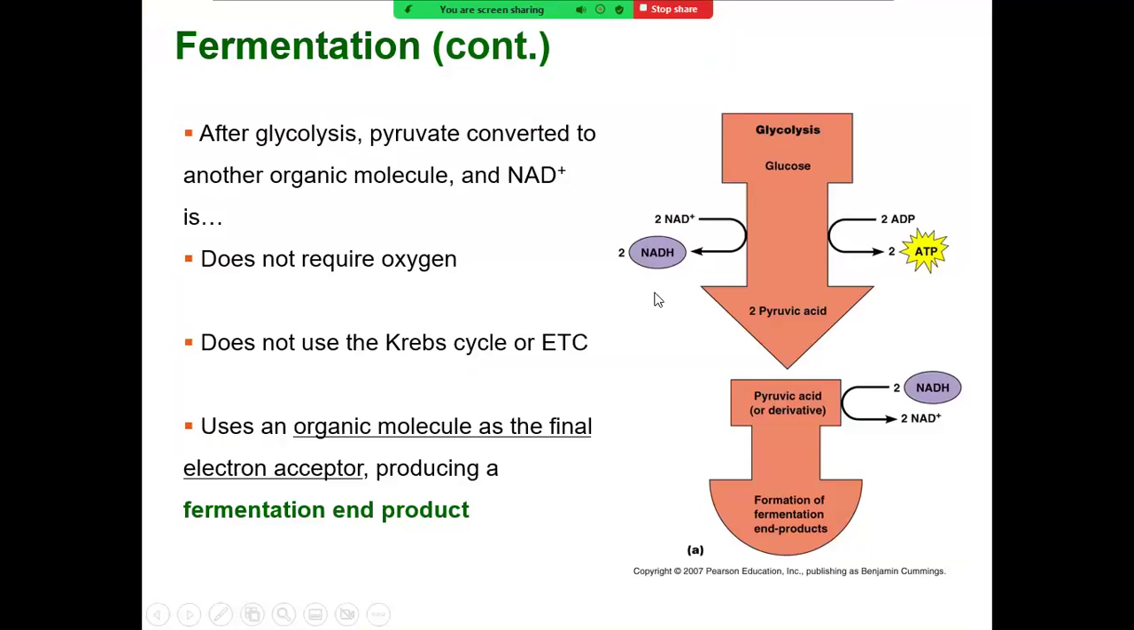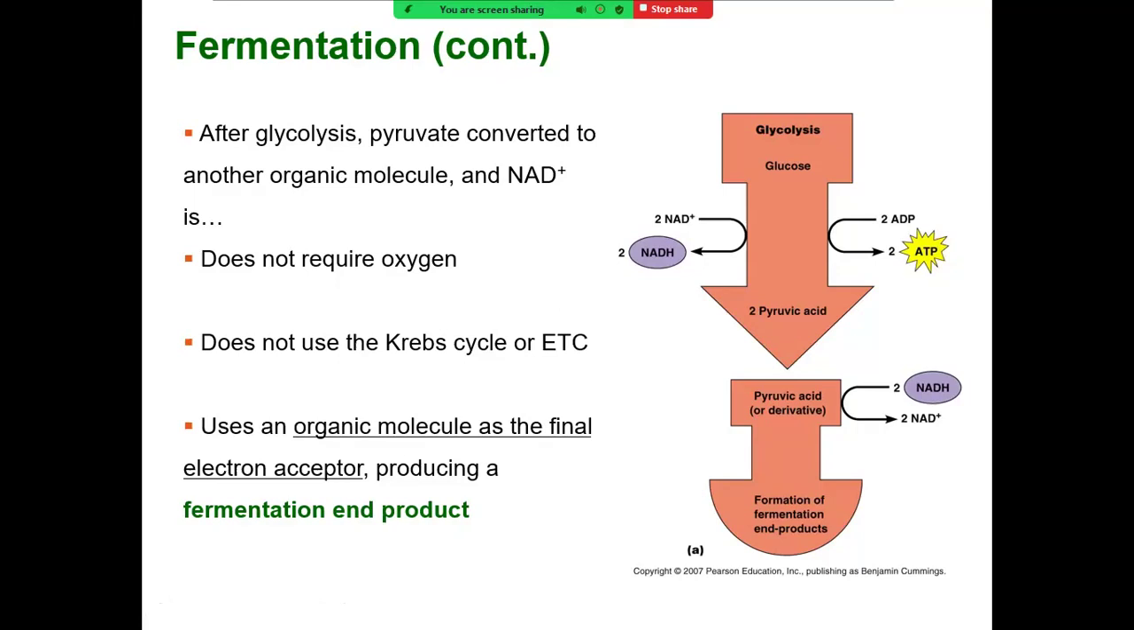Glycolysis is then followed by a fermentation reaction. The fermentation reaction occurs in 1 or 2 steps, depending on which fermentation we're talking about. Fermentation does not require oxygen. It does not use the Krebs cycle or the electron transport chain. It only has glycolysis and then 1 or 2 fermentation steps attached. It uses an organic molecule as the final electron acceptor, such as pyruvic acid, and then the pyruvic acid will be changed into the fermentation end product.